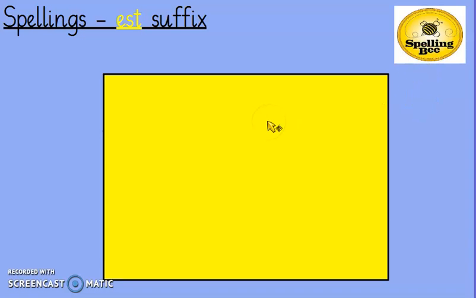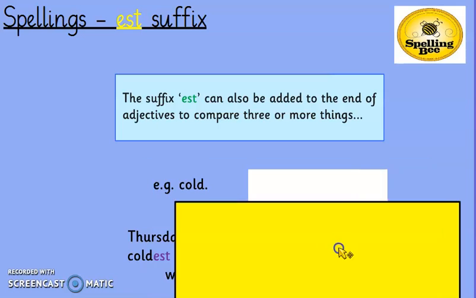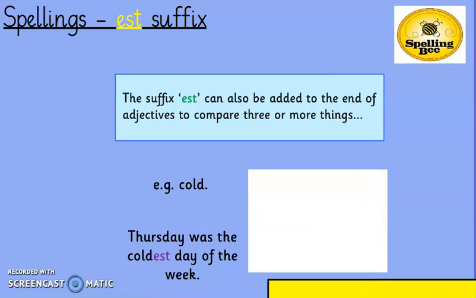So today we are looking at the est suffix. Now the suffix est can also be added to the end of adjectives. Adjectives are describing words to compare three or more things. So for example, my main root word is cold, I could say Thursday was the coldest day of the week. So I'm comparing it. Okay.